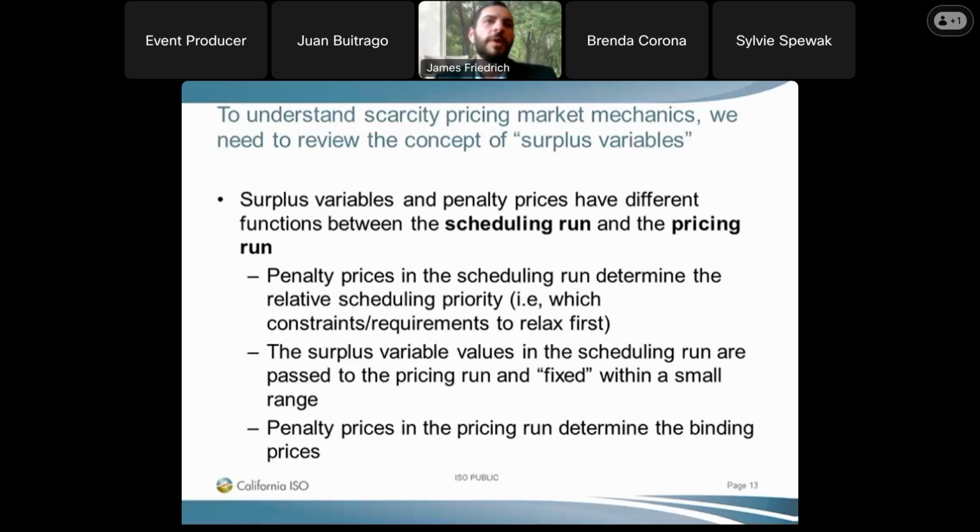One way to think about the scheduling run is that its function is to determine the surplus, if there are any surplus variables that are activated based on the scheduling run priorities. And if they are passed to the pricing run, the pricing run calculates the prices associated with those constraint violations. So that's a lot of information about surplus variables, but it's necessary to understand the upcoming examples.